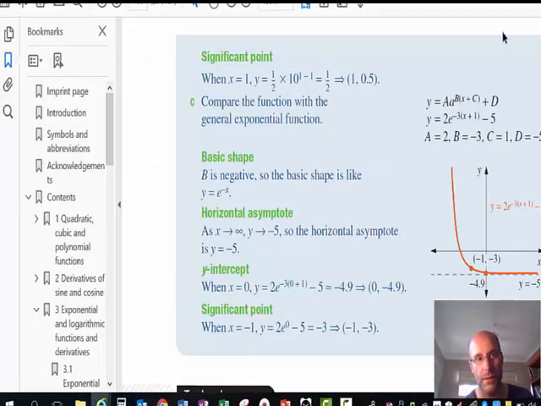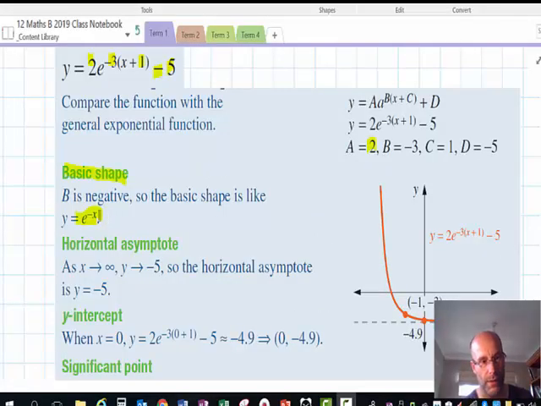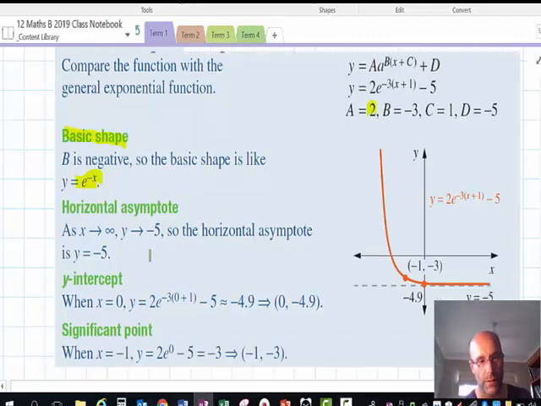So all of our skills are culminating. Let's go back to our screen, and we've got our shape, and we need to look at a significant point as well.